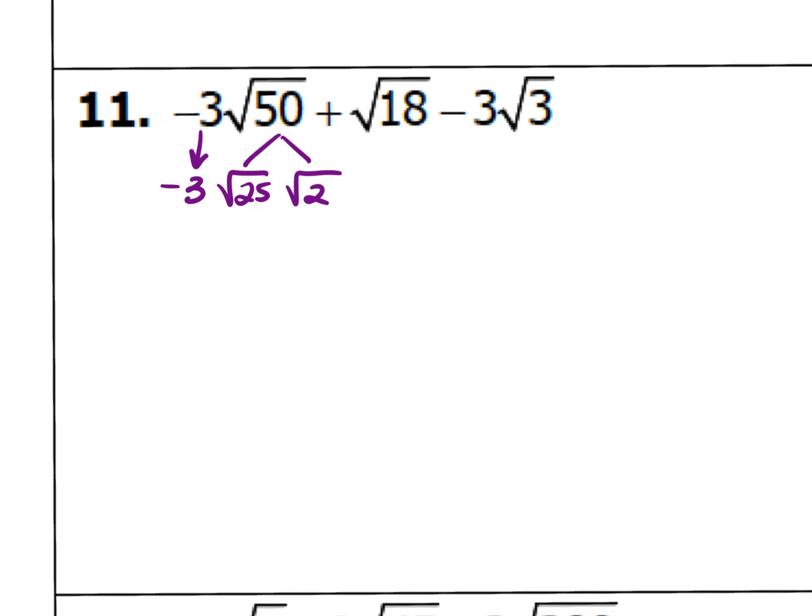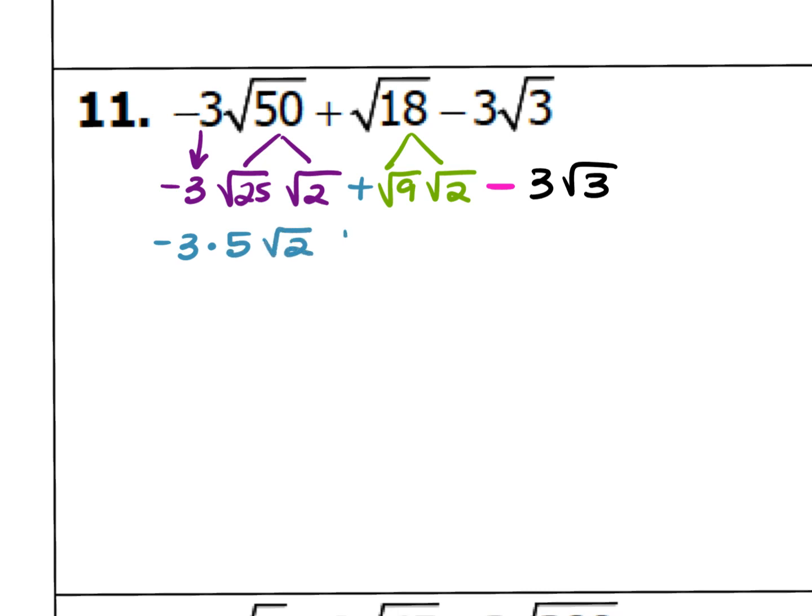So that plus, okay, now the 18. What can you break that into? 9 and 2. Okay. Minus, and then we've got 3 rad 3. Okay, so simplify what we have here. This is -3. What operation's happening between the -3 and the rad 25? Multiplication. -3 times 5 times the square root of 2 plus 3 times the square root of 2 minus 3 times the square root of 3.